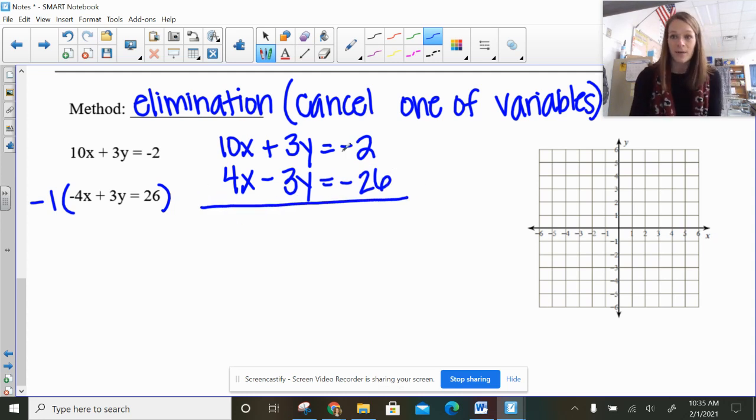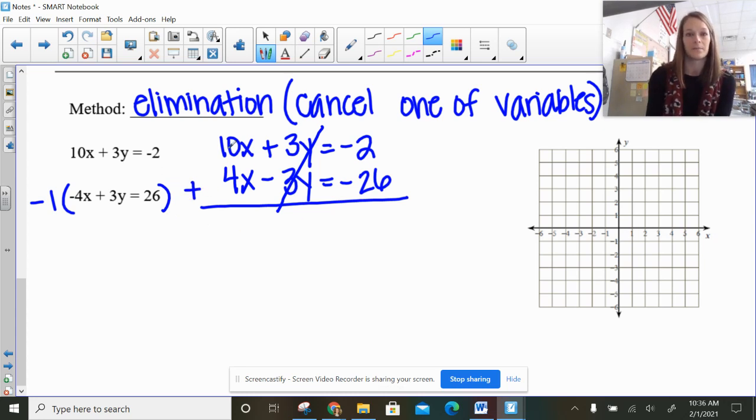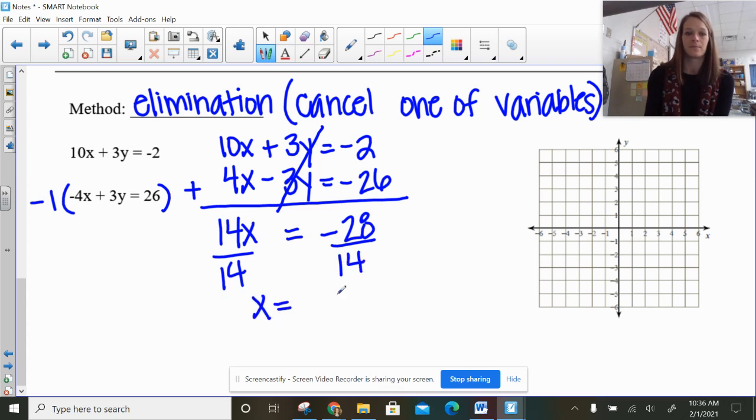Okay, so on elimination, this is what I want to happen. I want these to be opposite numbers that are the same so that I can cross them out. That way my y's go away. Okay, and so once you do that, now we have like an addition problem. I'm going to combine my x's. So 10x plus 4x is 14x. Those canceled. And then -2 minus 26 is -28. And I'm going to divide by 14 to finish solving for x. -28 divided by 14 is -2.